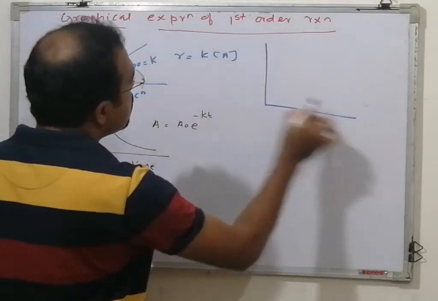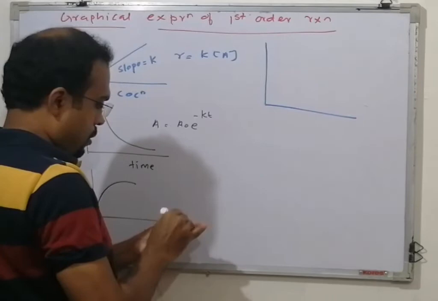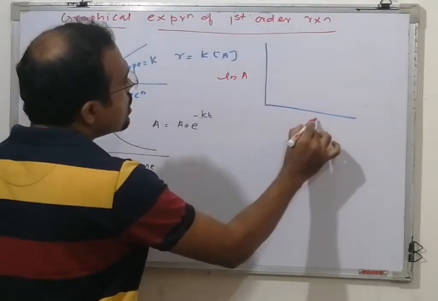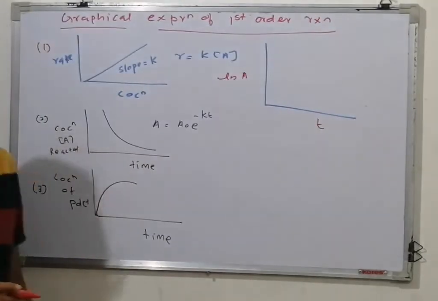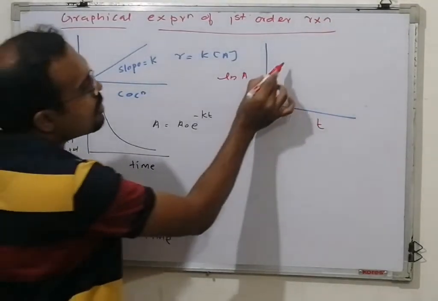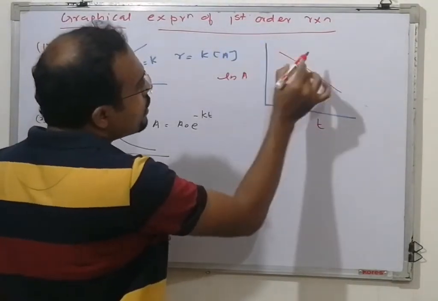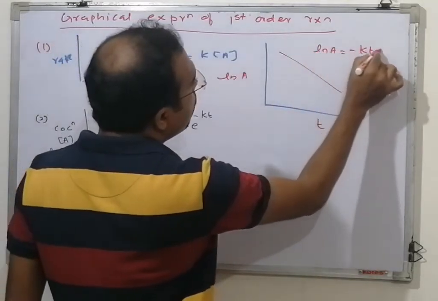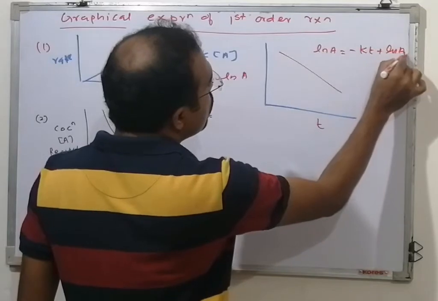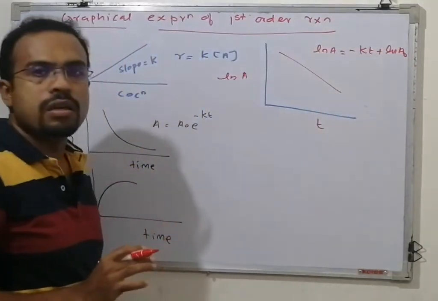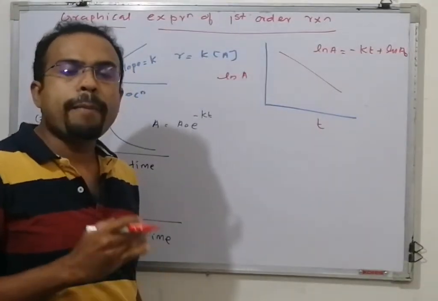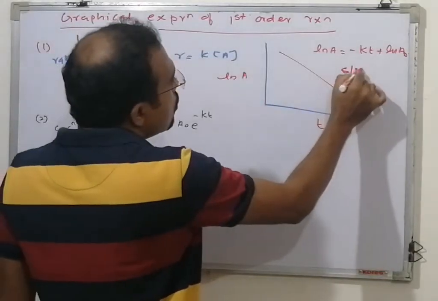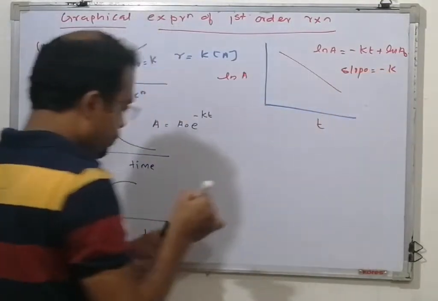Now the next graph, suppose a graph like this. Ln A versus time. You know how the graph will be? The graph is like this. The equation is ln A is equal to minus kt plus ln A0. So this is y is equal to mx plus c. What is the slope here? Slope is equal to minus k.